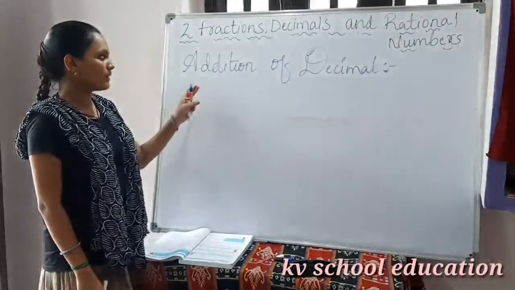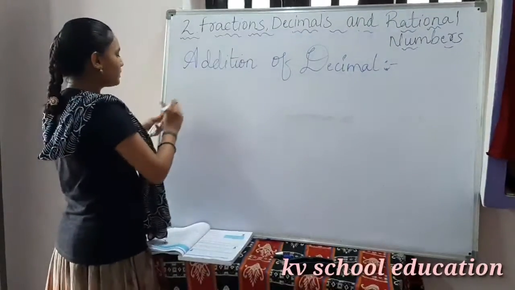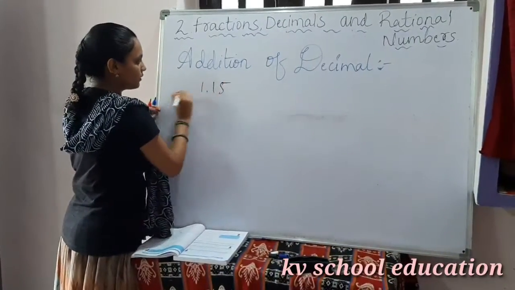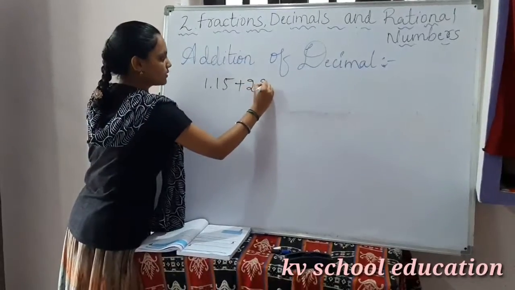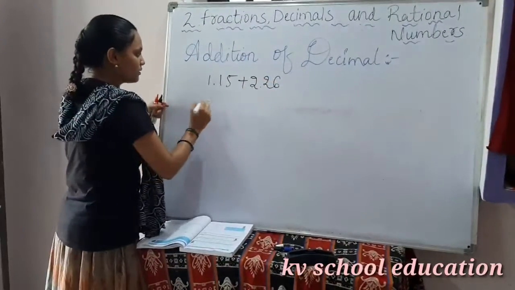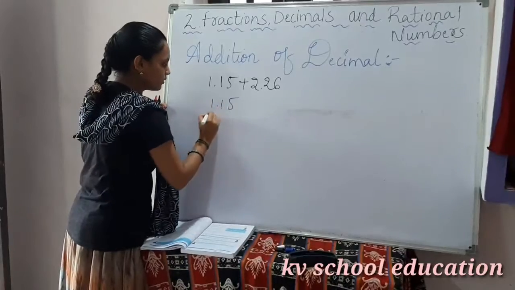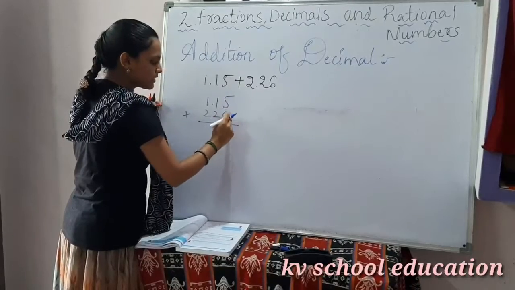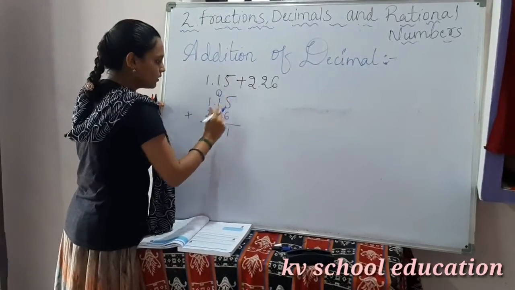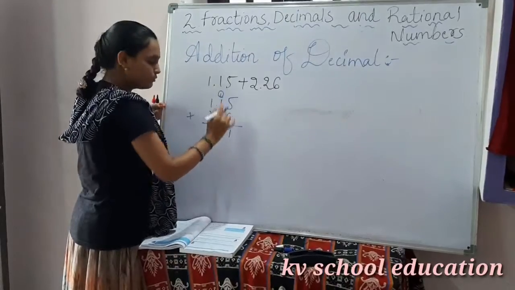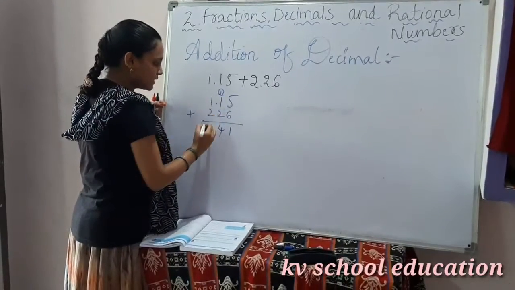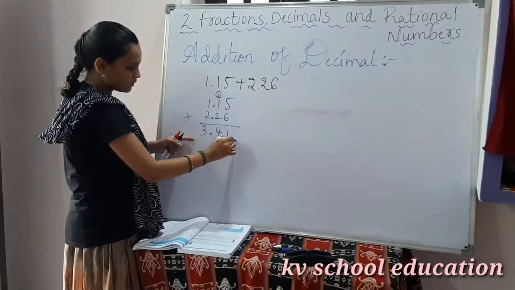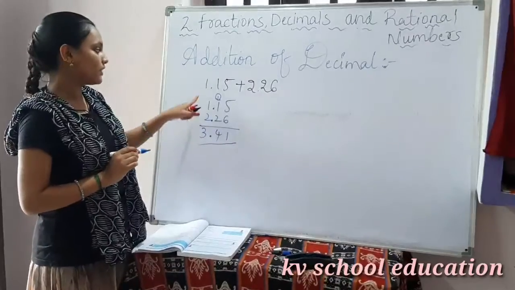Now the next topic is addition of decimals. Decimals, I said, consist of a point. For example, 1.15 plus 2.26. We should add. 5 plus 6 is 11, we should carry. And 2 plus 1 is 3, plus 1 is 4. 2 plus 1 is 3. So here the point, we should keep just here. This is the addition of decimals.